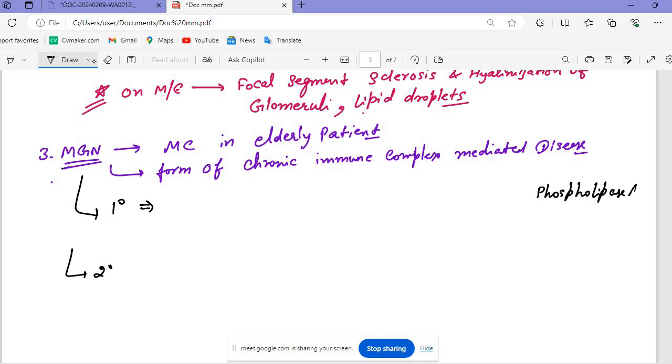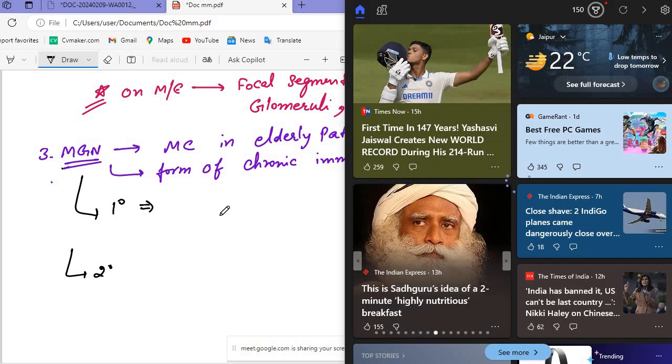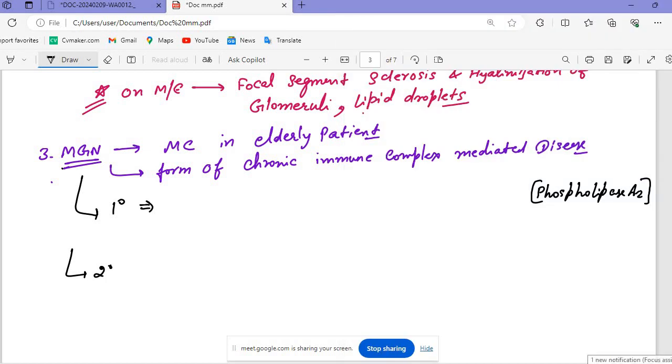Can you just tell me in which pathway we use this enzyme? If anyone remembers, that will be very good. Phospholipase A2. Yes, LOX. He's right, but that is the LOX and COX pathway. So that is the phospholipase.